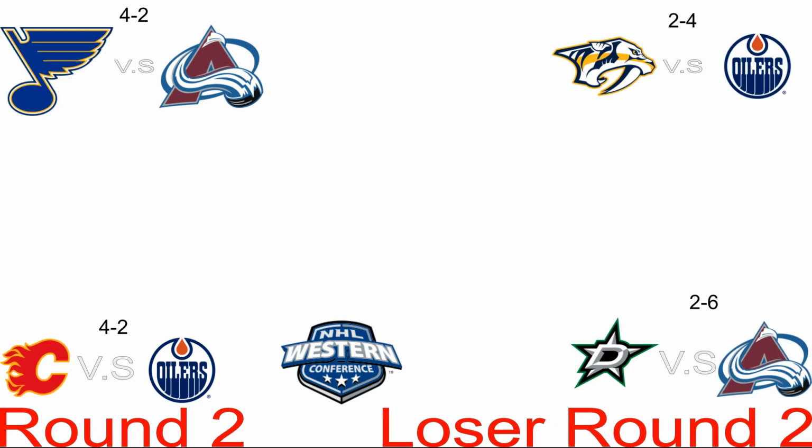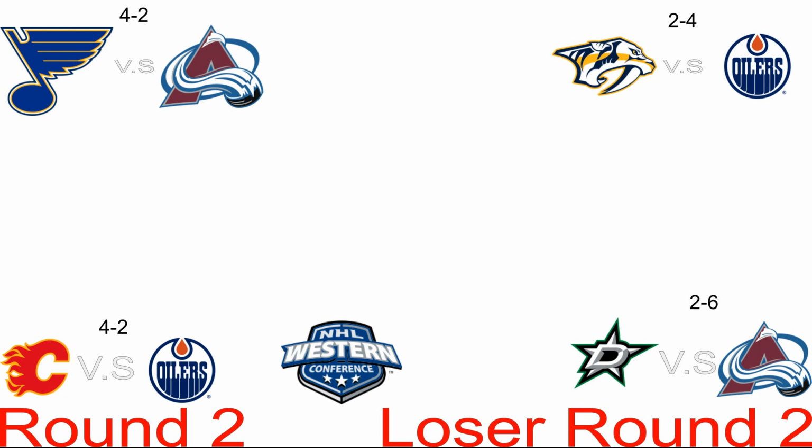Alright, now we're on to round 2 of the Western Conference double elimination bracket side of things. Colorado. Oh my goodness, we have a major upset alert. St. Louis defeated the Colorado Avalanche 4-2. Next up, we have Calgary and the Battle of Alberta. They defeated the Edmonton Oilers 4-2. Connor McDavid is such a loser. He will never make it to the Stanley Cup Finals and actually win. Besides the point, let's move on.